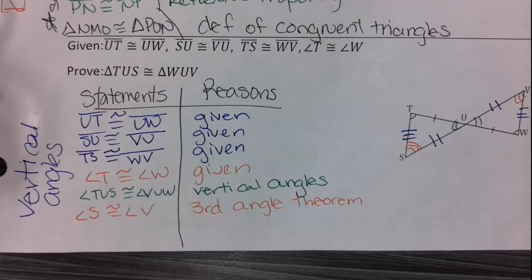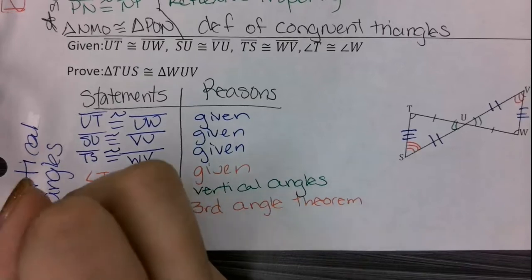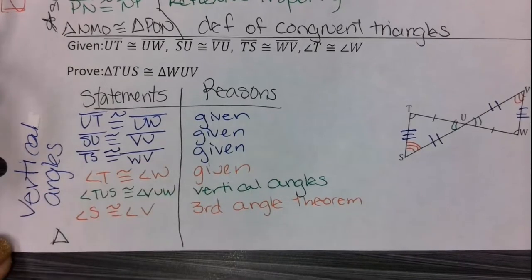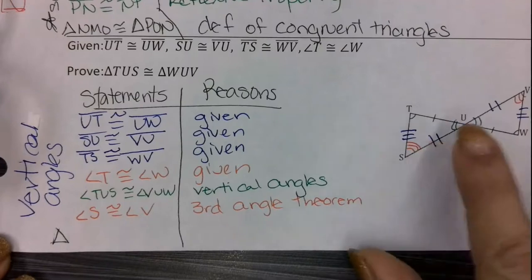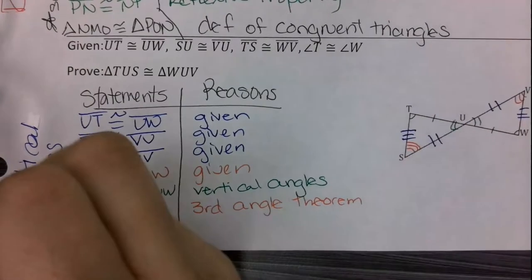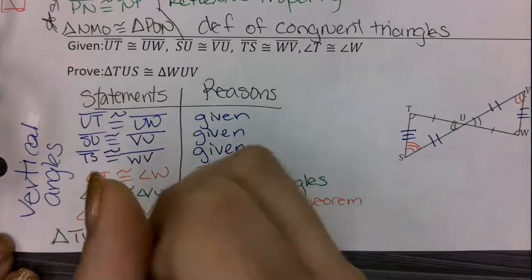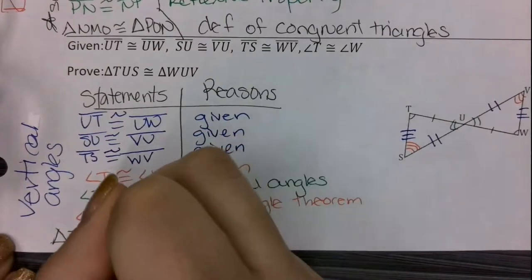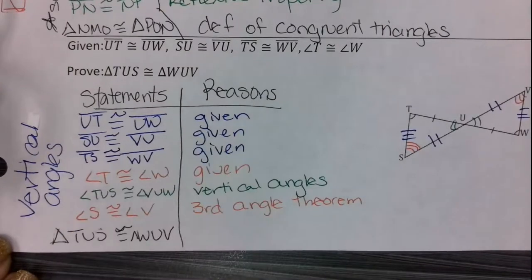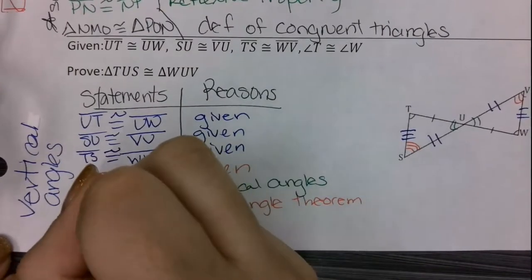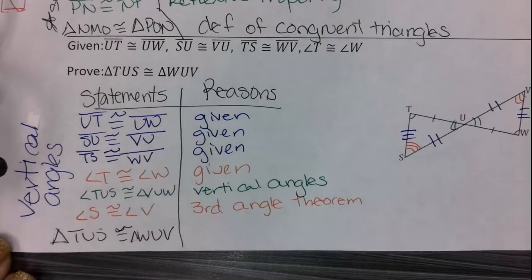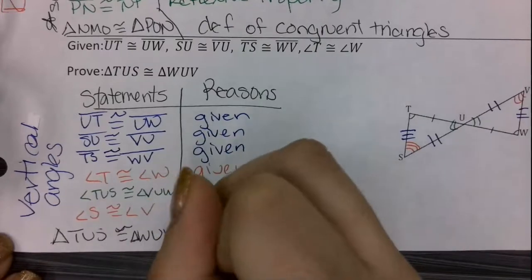Then I just need to say my congruent triangles. So what's my first triangle? I start with 1, 2, and then 3. So TUS, WUV. And then this is definition of congruent triangles.